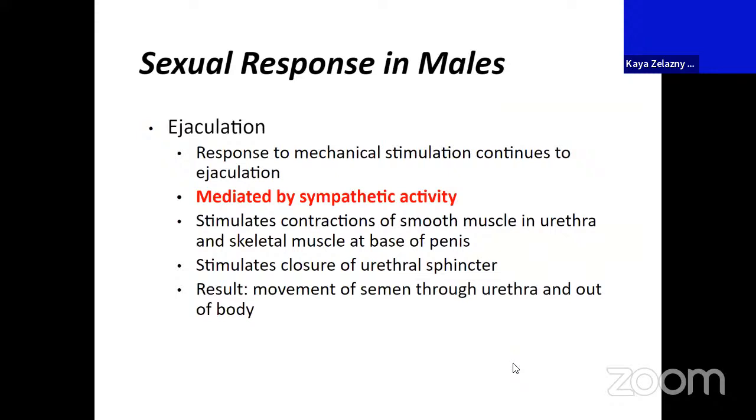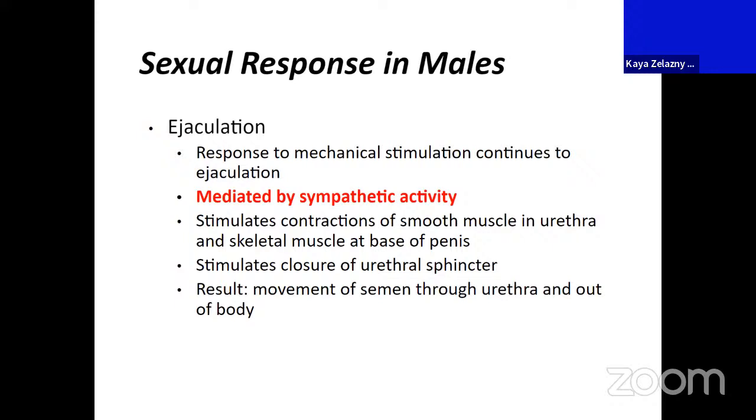So ejaculation is the third phase. This is the final response. As mechanical stimulation continues, we hit this point at some point. This is mediated by sympathetic activity. So basically your sympathetic part of the nervous system is just staying active until this point. And when it reaches a certain point, it stimulates contractions of smooth muscle in the urethra now.